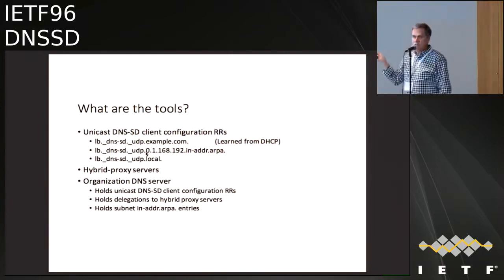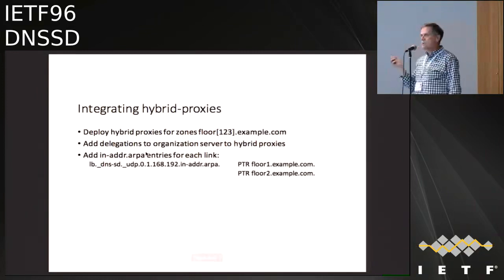So how do we stitch all these things together? In this particular example, what I want to do is show how we can use hybrid proxy servers to generate location-dependent search lists so that a device will only get services that are of interest based on its location in a building.